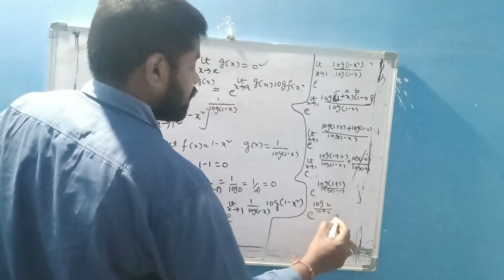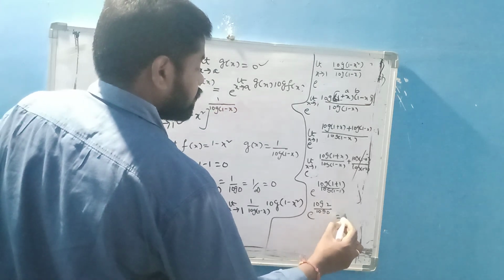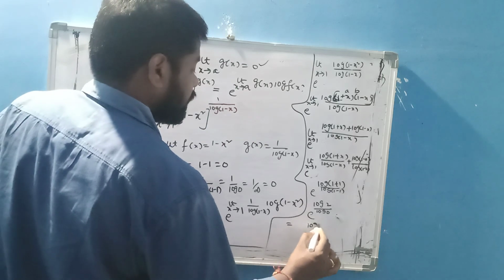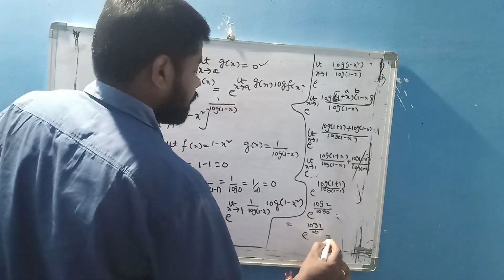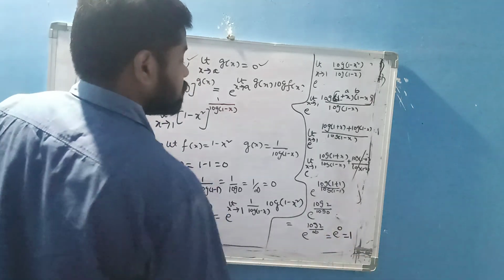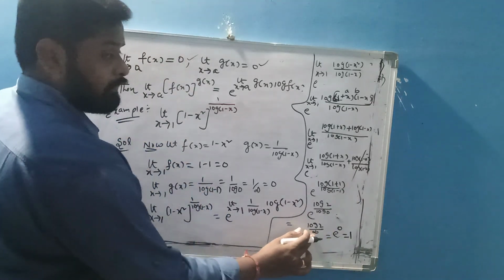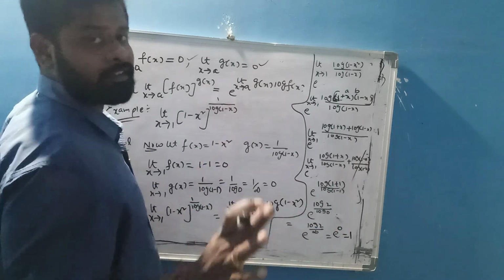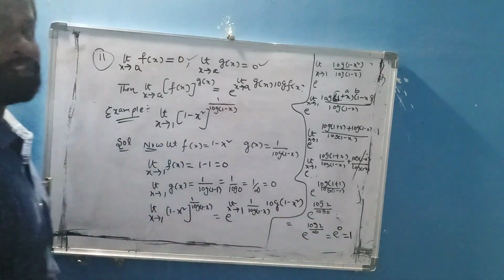Log 0 is undefined. E power log 2 by infinite. Log 2 by infinite means e power 0. E power 0 means the answer is 1. E power log 2 by infinite: log 2 by infinite means 1 by infinite. Something by infinite is compulsorily 0. E power 0, that value is 1.